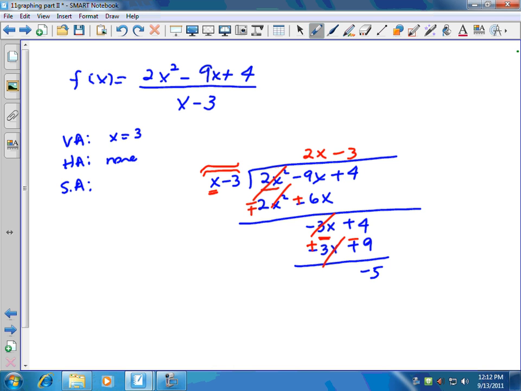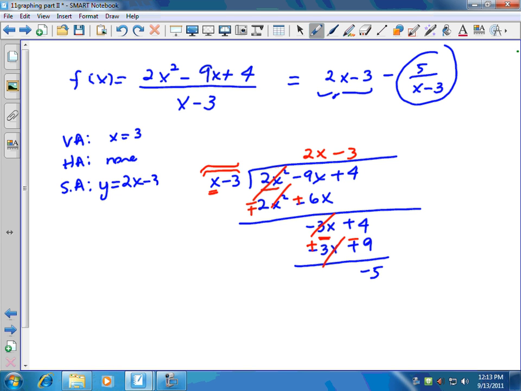So what we're saying is this original function can be written as 2x minus 3 minus 5 over x minus 3. And as x goes towards infinity, this quantity will be going towards 0. Do you see why? Because the bottom is getting larger, the top is fixed, right? So as x goes to infinity, your function will resemble this line, and that line is your slant asymptote. Y equals 2x minus 3.